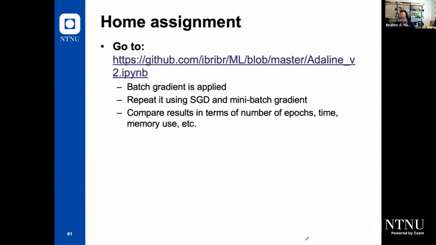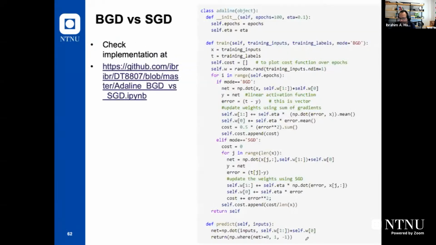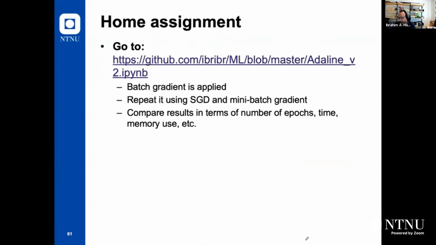So now we will have a home assignment. In this home assignment, we have a problem: the adaptive linear unit, which we used for classifying the iris dataset. If you remember the last example, it used stochastic gradient descent. Now we need to convert it into batch gradient, and repeat it using stochastic gradient and mini batch gradient, and do some comparison between our results.